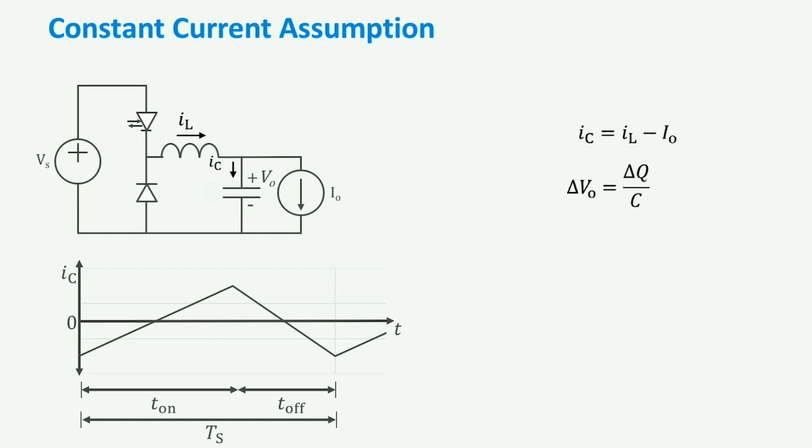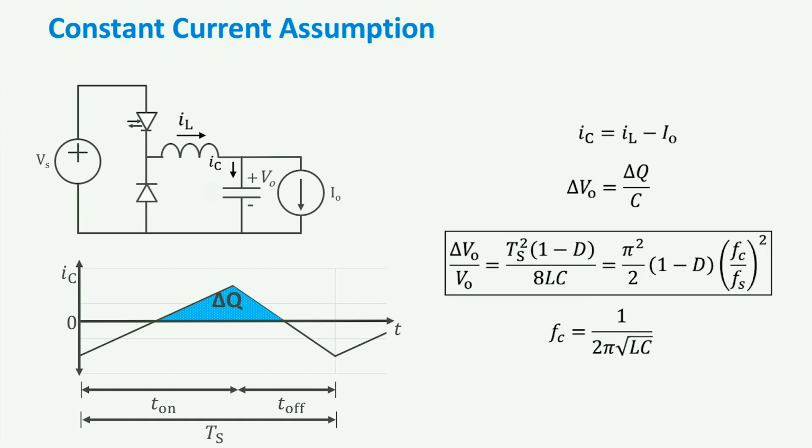This charge can be represented graphically as the area of this triangle. So we can use straightforward geometry principles to calculate the area of this triangle. We will not do a step-by-step derivation here. You may verify it yourself. The final value for the voltage ripple is given by the equation here. The voltage ripple is a function of the switching frequency, the duty cycle, the inductance, and the capacitance.